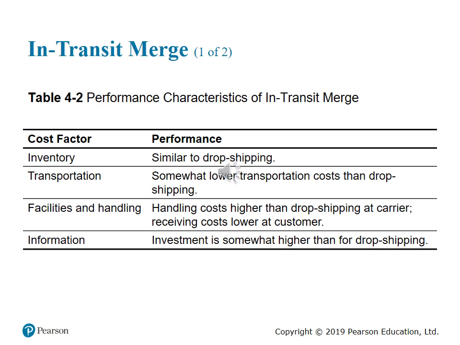So it means that the cost of holding inventory is lower. Why? Because of aggregation, because we aggregate different products, different orders in the same location, same site. Transportation: somewhat lower transportation cost than drop shipping.